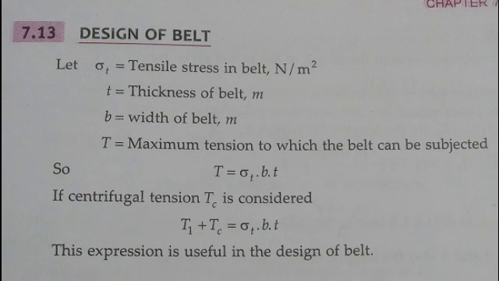If you consider the centrifugal tension Tc, it will be T1 plus Tc. That is, the maximum tension in any kind of belt drive will always be the tension on the tight side plus the centrifugal tension, so that is T. So it will be equal to sigma T into the cross section area, which is b into small t. This expression is useful in the design of the belt drive.